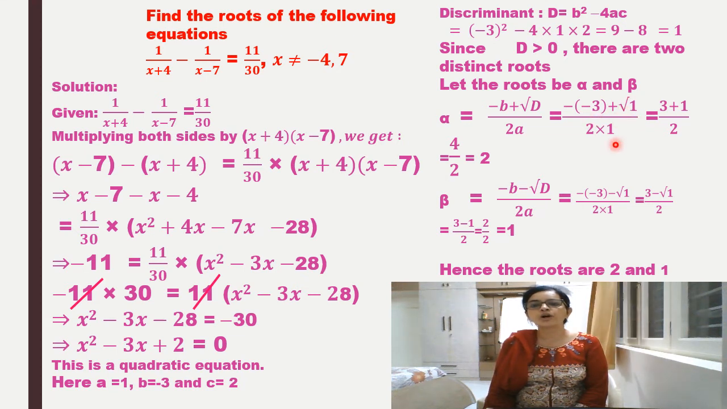is the coefficient of x squared, which is a. So a is equal to 1. Therefore, the values are 3 plus 1 upon 2, that is equal to 4 upon 2. On simplifying it, we get 2. Therefore, alpha is equal to 2.